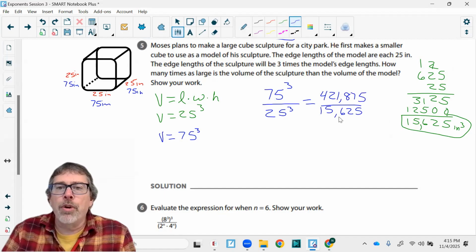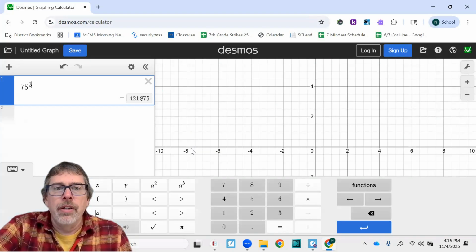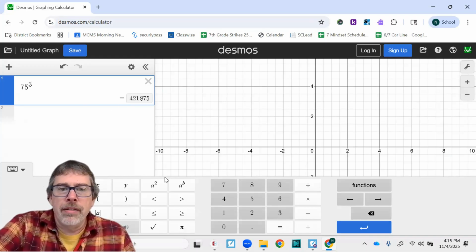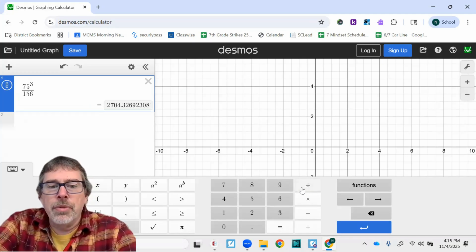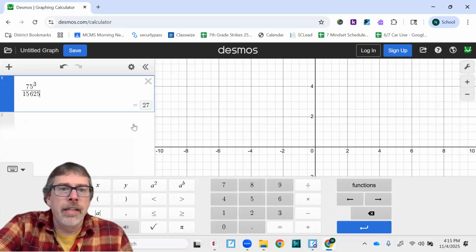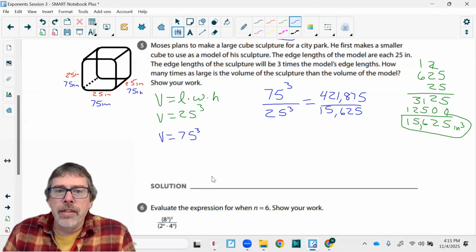So this is 421,875. We're going to divide that by 15,625. So now I'm going to take this and divide it by 15,625. And the answer's 27. Okay, so we got 27 times.